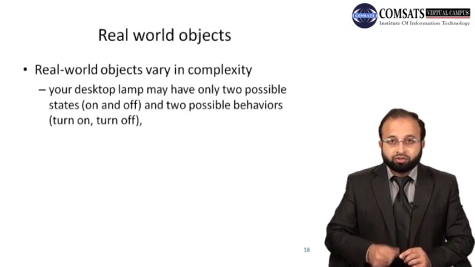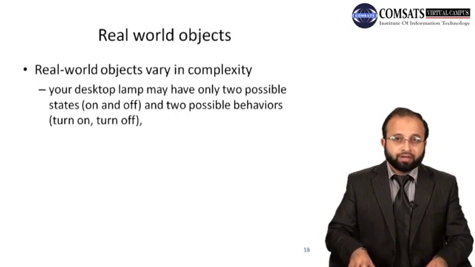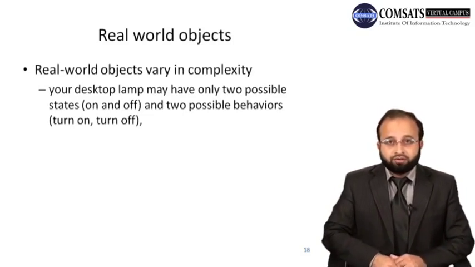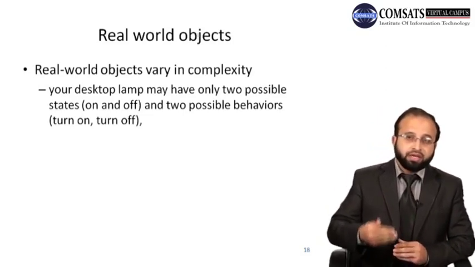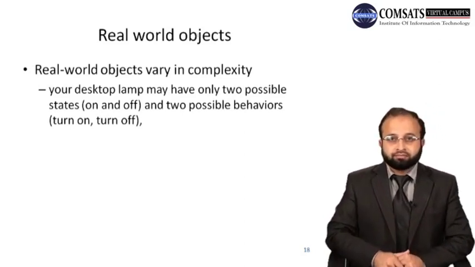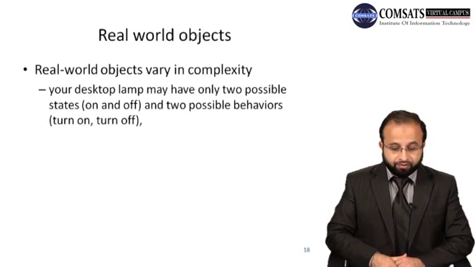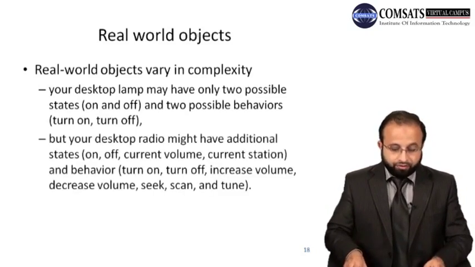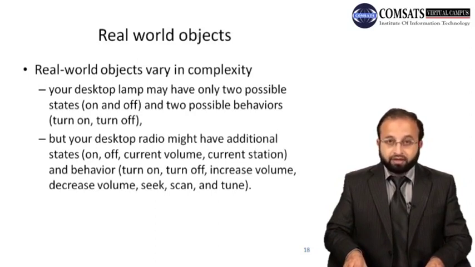So this is true for every real world object, that it is not possible for a user or a human to change the state of that object without executing a behavior. You have to execute the behavior to change the state of that object, and that is quite logical, right? The other example could be your desktop radio, which might have additional state, for example, on, off, current volume, current station, and behavior: turn on, turn off, increase volume, decrease volume, seek, scan and tune.